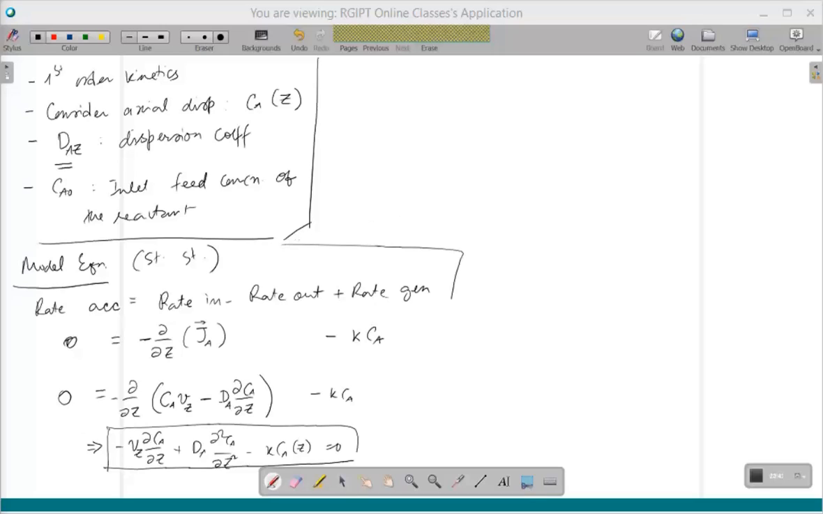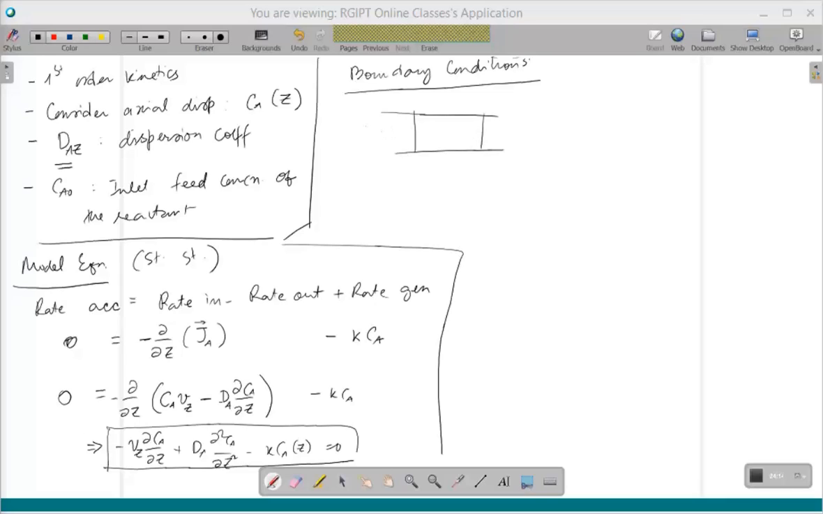So far it's not very complicated. What is non-trivial in this problem is the boundary conditions. The boundary conditions are non-trivial. What are the boundary conditions? How do you find the boundary conditions? Now, I just want to draw your attention to this effect of dispersion, axial dispersion. So again, let me draw the figure.